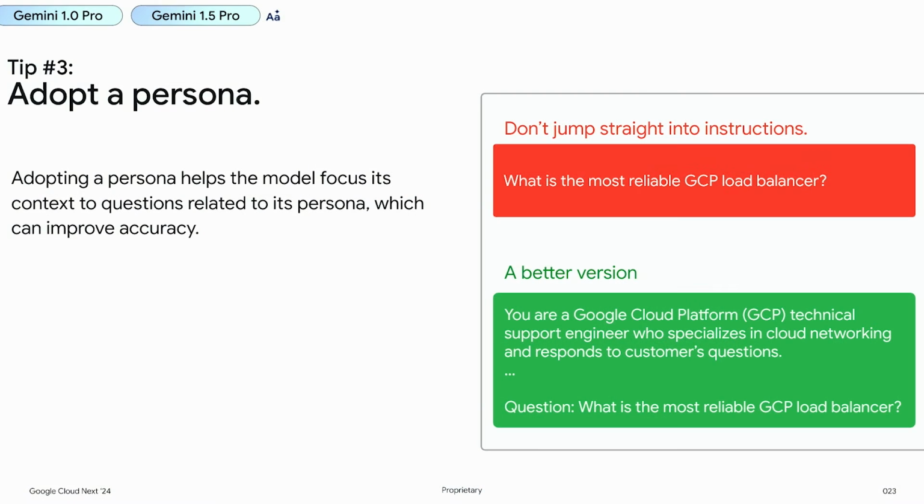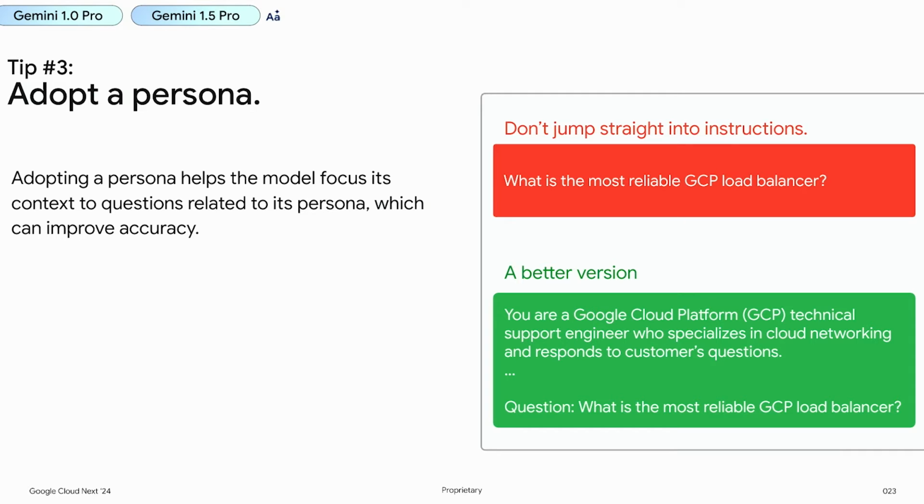So tip number 3 is giving a persona to the LLM based on the use case. So adopting a persona helps the model to steer its responses, which can improve accuracy. So here in the example is a prompt that we're building with for an internal application, which was answering questions based on the public documents, specifically for cloud networking products. So as you can see, when you jump right away to asking the question, the quality of the response from the LLM was not really great.